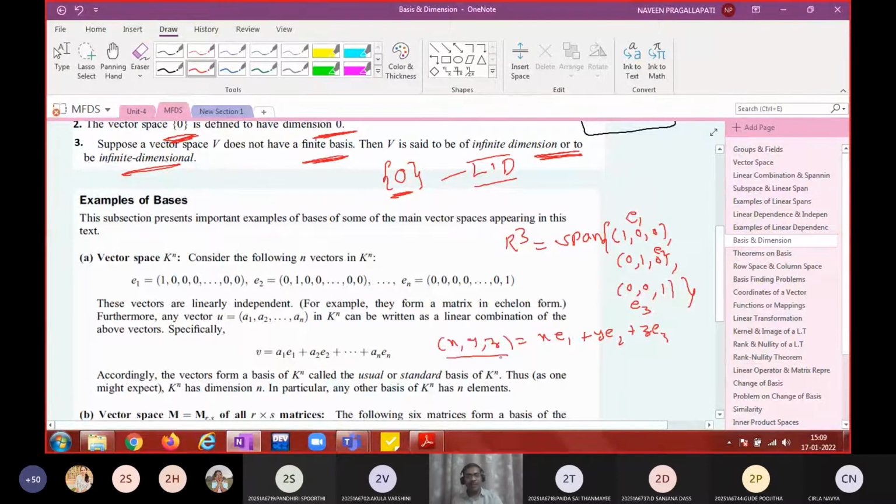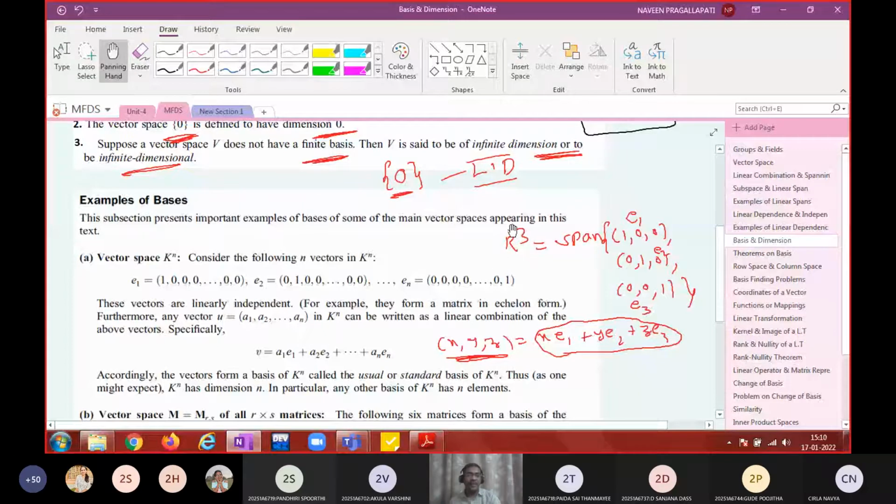Because you are able to express any vector as a linear combination of three vectors, that means these three vectors E1, E2, E3 span the vector space. And notice that these three vectors are also linearly independent. Therefore, these three vectors form a basis, because they are linearly independent and generate the given space R cube. 1 0 0, 0 1 0, 0 0 1 forms a basis for the space.